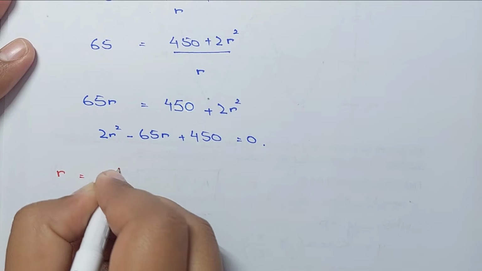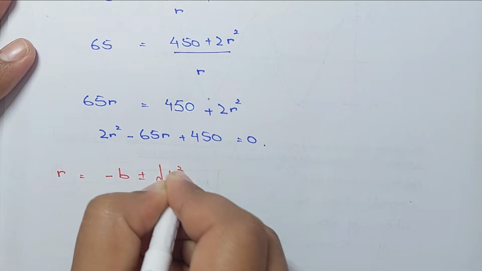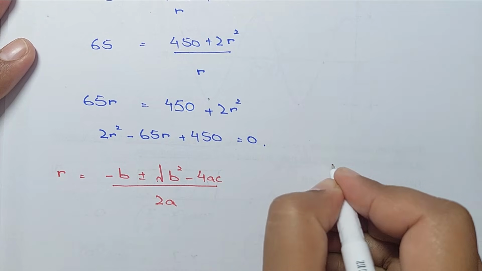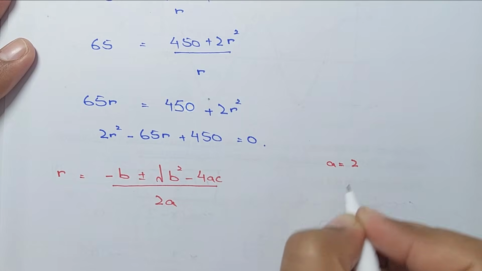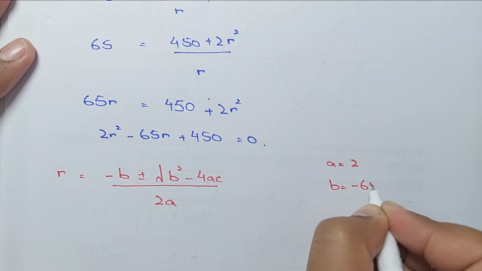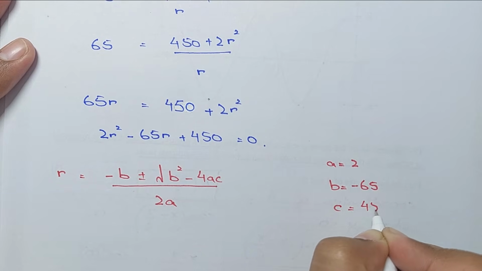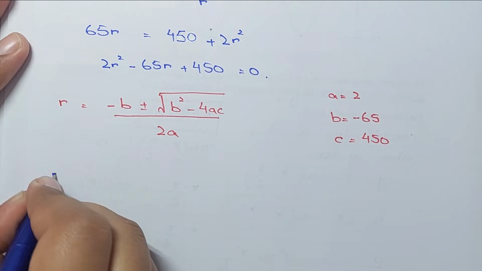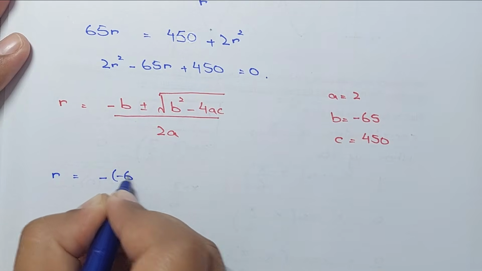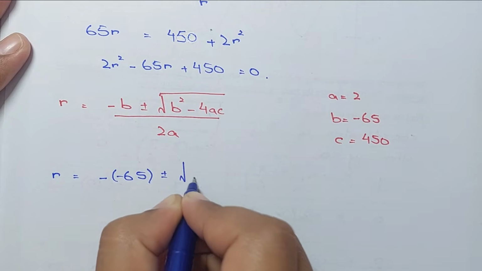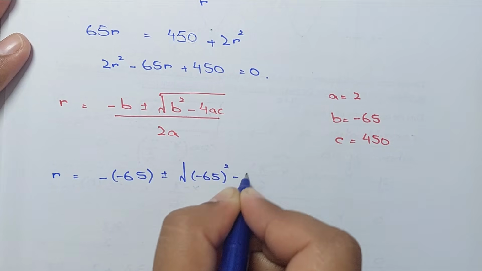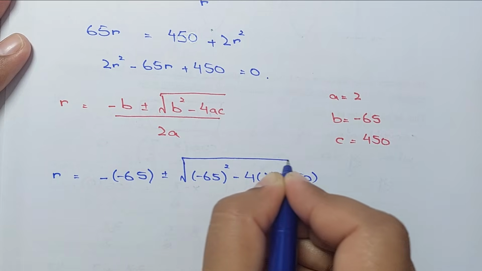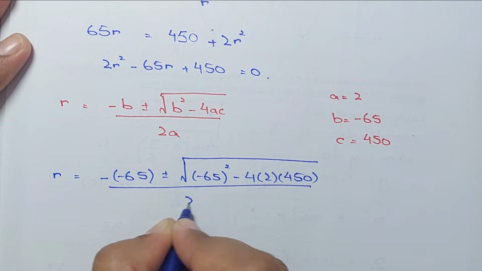So r equals minus b plus minus square root of b square minus 4ac, divided by 2 times a. The a value is the coefficient of r square, which is 2, the b value is the coefficient of r, minus 65, and c is the constant term, 450. Let me plug everything into the formula. So r would be equal to negative of b plus minus square root of b value square minus 4 times a times c, divided by 2 times a.